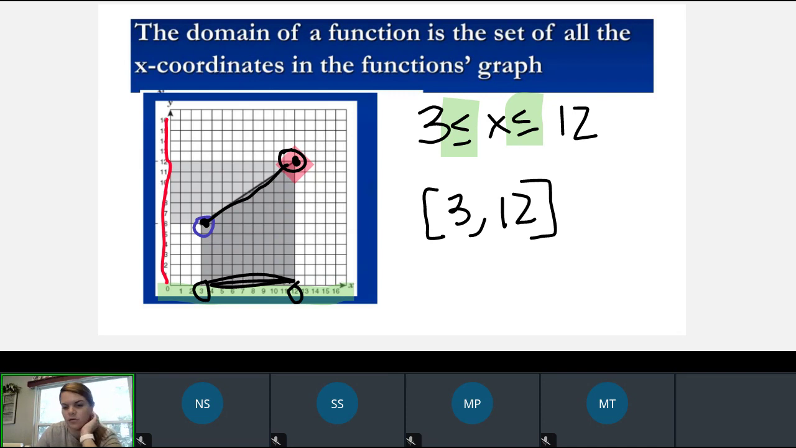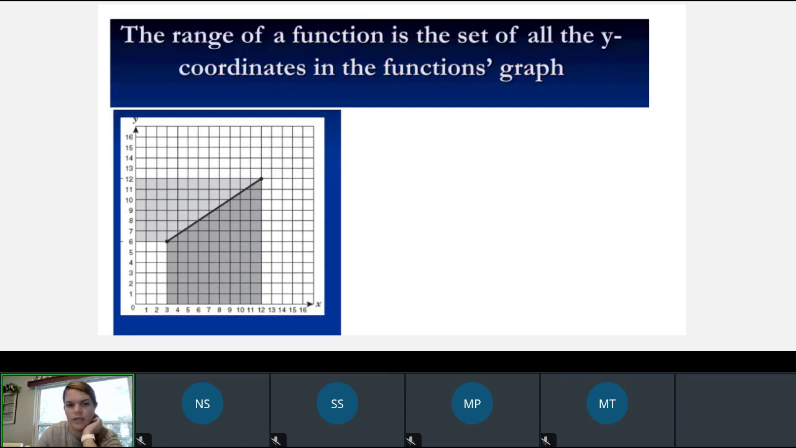Okay, so now let's go ahead and talk about the range. So the range of a function is all of the y coordinates. I'm going to go ahead and highlight the y values. If you want to cross off the x values, you could, just so you're not confused. So when we're talking about y values, which is range, y values go up and down on a graph.